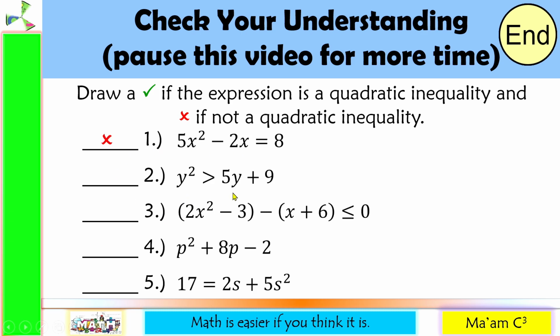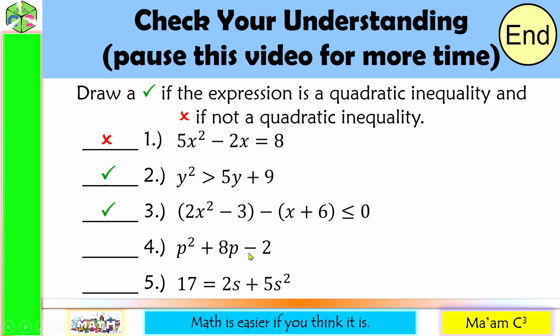The highest exponent of the variable is 2, so this is quadratic, and I have an inequality symbol, so this is quadratic inequality. If I'm going to simplify this, still the highest exponent of the variable is 2, and I have an inequality symbol, so this is quadratic inequality.